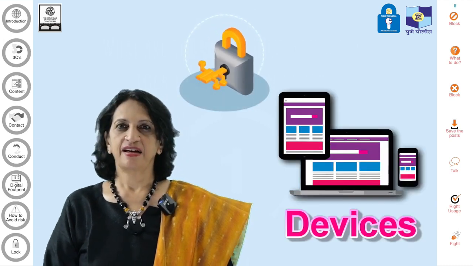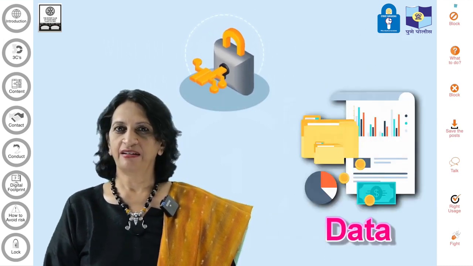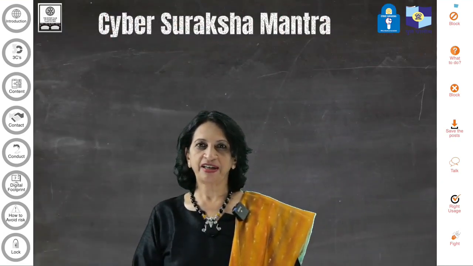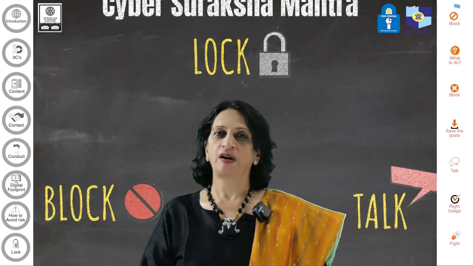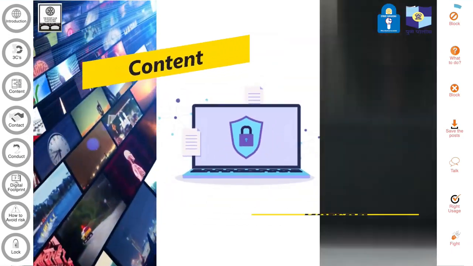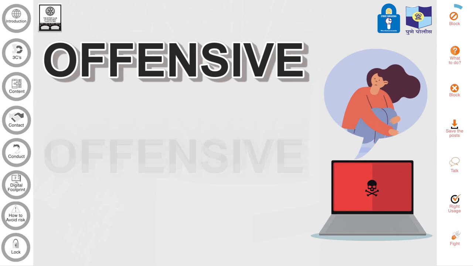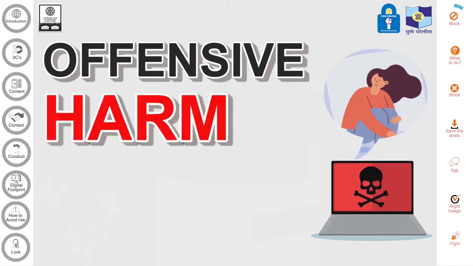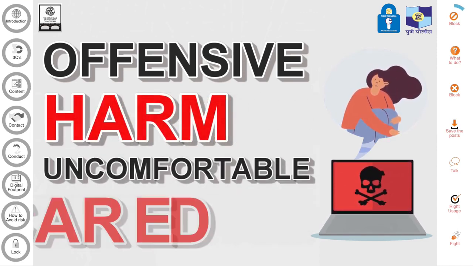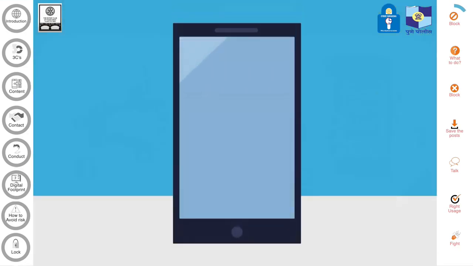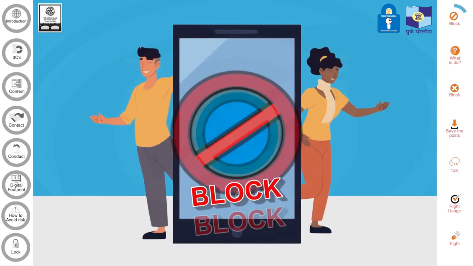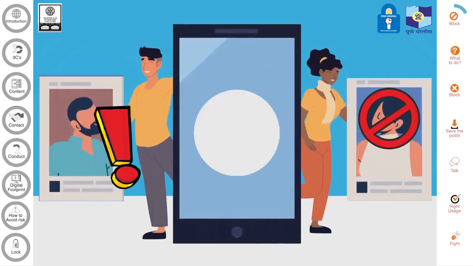So we know now that we have to lock our devices, our accounts and our data. What was our Cyber Suraksha mantra? Lock, block, talk. What do we have to block? Any content or any person that is offensive, that means to harm us or makes us feel uncomfortable or scared. Most platforms will let you report or block such posts or persons.